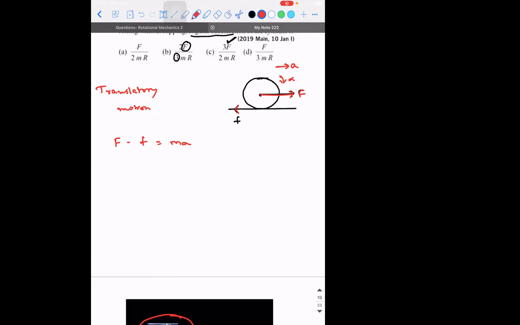So how to frame the equation for rotation motion? It's simple, guys. Who is responsible for rotation motion? It is friction. So small f into capital R is equal to what? I alpha. That's what we need.